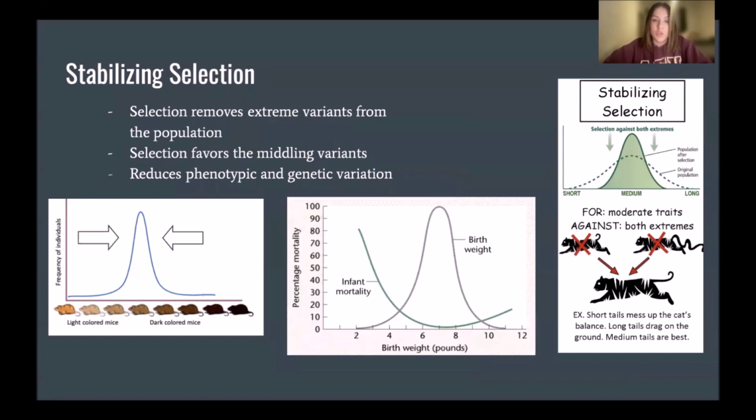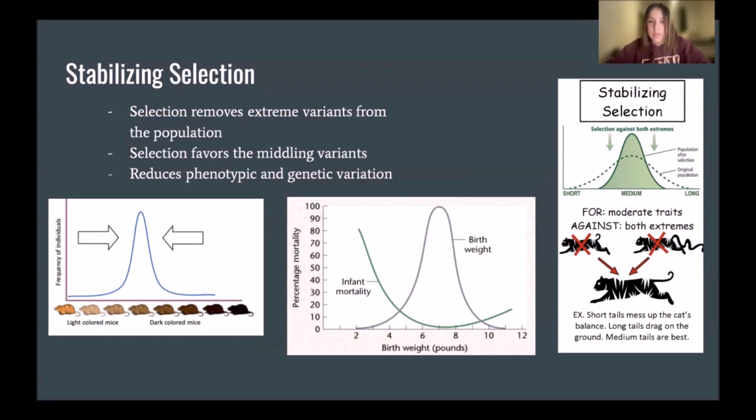Stabilizing selection is when selection removes extreme variance from the population. Selection favors the middling variance and reduces phenotypic and genotypic variation. So the example on the right, short tails mess up the cat's balance, long tails drag on the ground, medium tails are the best. So here there's selection against both extremes, and the one in the middle is the best, and so that's the one that is selected for.